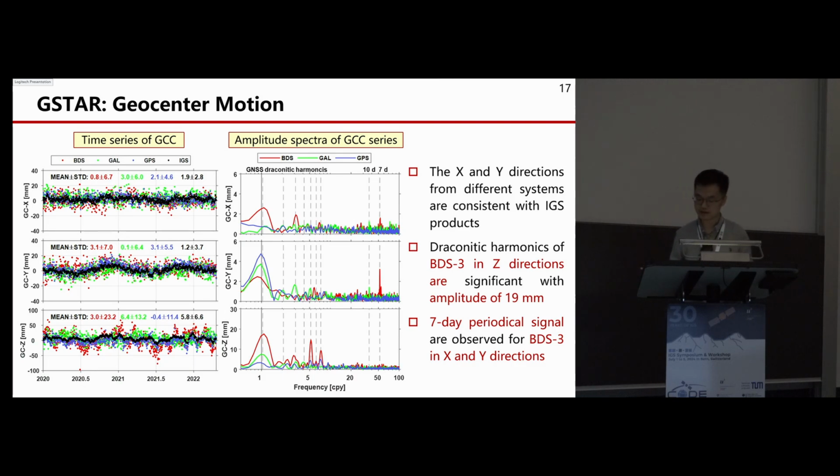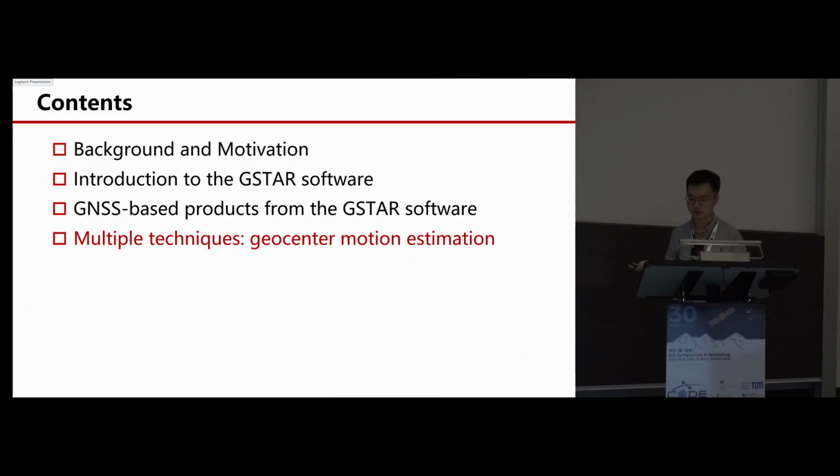Time series of GPS, Galileo, BeiDou, and the IGS products are given here. Also, amplitude spectra of each series are given in the right picture. We can see that the X and Y directions from different systems are consistent with IGS products. But for BeiDou, some different phenomena can be found. The draconitic harmonics of BeiDou-3 in the Z direction are significant, with an amplitude of 19 millimeters. And a 7-day periodic signal is observed in the X and Y directions. This might relate to the constellation geometry and the SRP models.